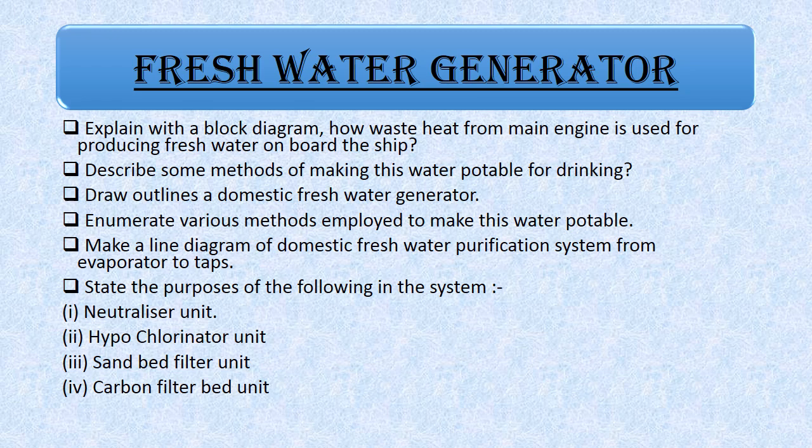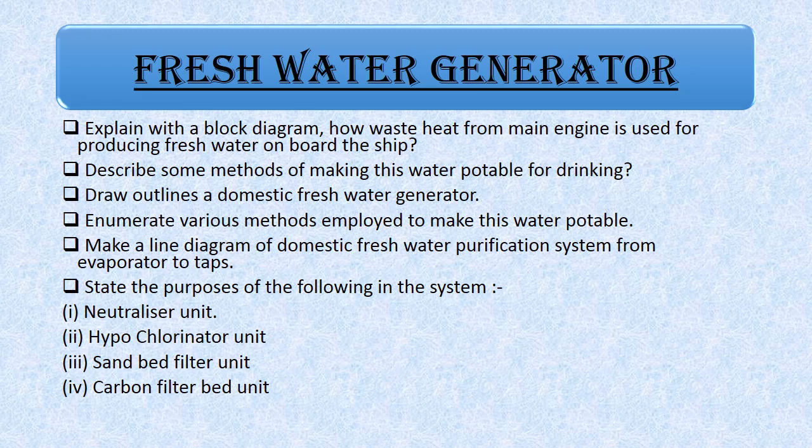This is a waste heat recovery system. Describe some methods of making this water potable for drinking. Draw an outline of a domestic freshwater generator. Simple question: enumerate various methods employed to make this water potable. Make a line diagram of domestic freshwater purification system from evaporator to taps. So this is a simple line diagram, you have to draw this one.